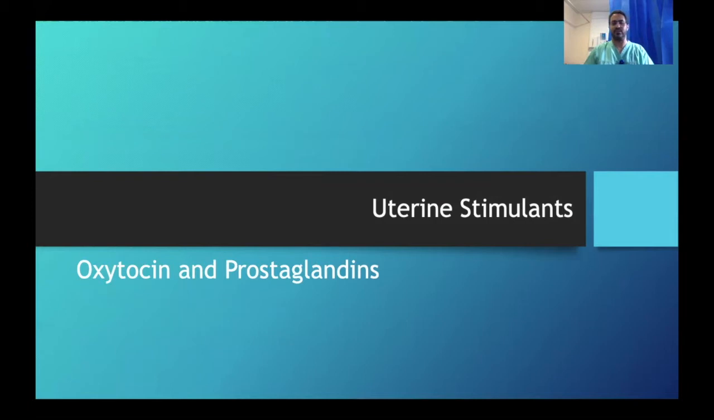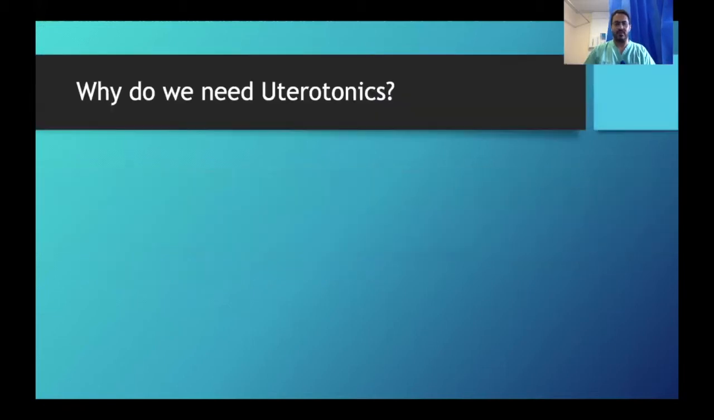Okay. So let's start with the things that we use most commonly. Uterine stimulants. Many of our women get induced, and a lot of them are on syntocinon once they are in labor or during the process of their labor. So what is that supposed to look like, and how do I factor that in? Let's start off with the indication. Why do we need the uterotonics?